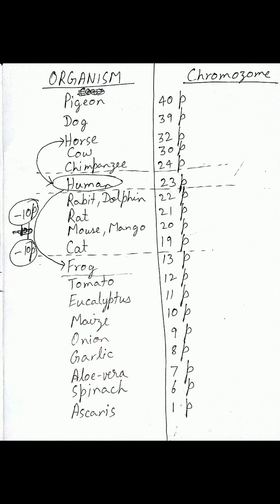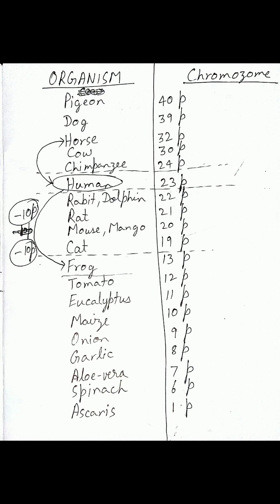Now, notice that I have made an arrow between human and horse. Why have I made that arrow? Humans have 23 pair of chromosomes and horses have 32 pair of chromosomes. Notice the reversal of digits. You will be able to remember that. Okay, HH. Humans have 23, horses have 32 pair of chromosomes.